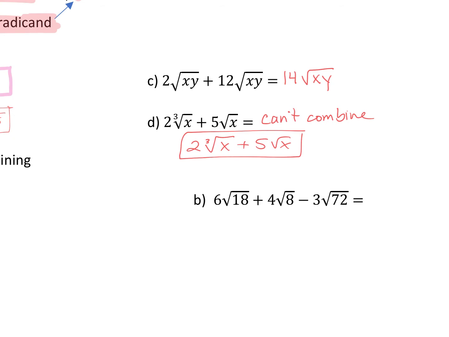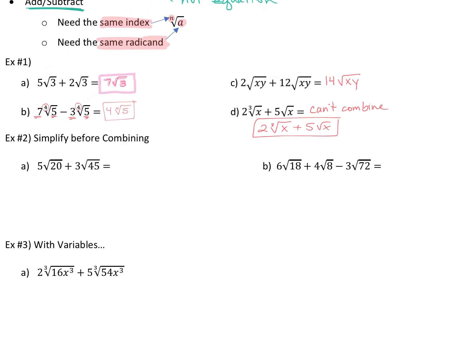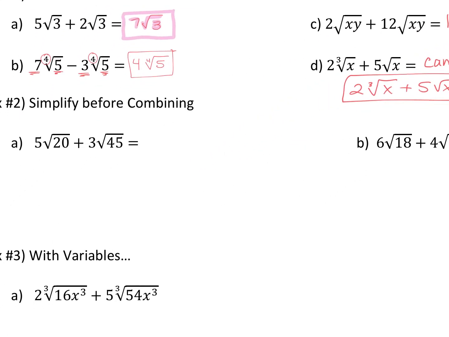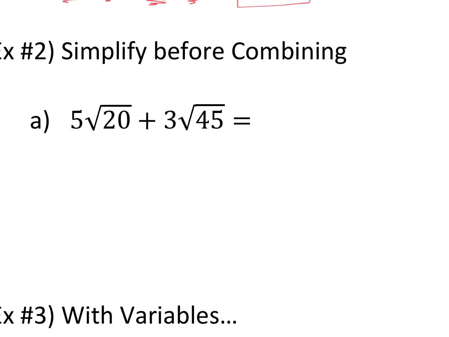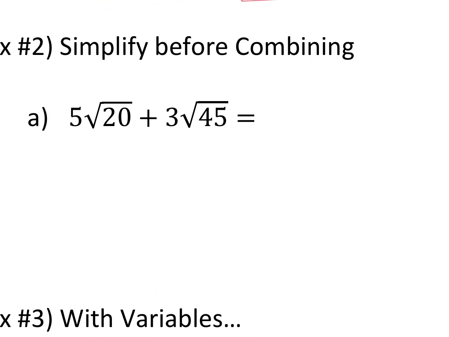Okay. Sometimes it's not as straightforward as that, where you're gonna have to actually simplify before you combine. Do you see what I mean here with this one? What do we have to do first? We need the same radical if we're gonna be able to combine anything. And right now it's like, well, you can't. It's 20 and 45. But you can simplify the square root of 20 and you can simplify the square root of 45. So that's what we're gonna do first.